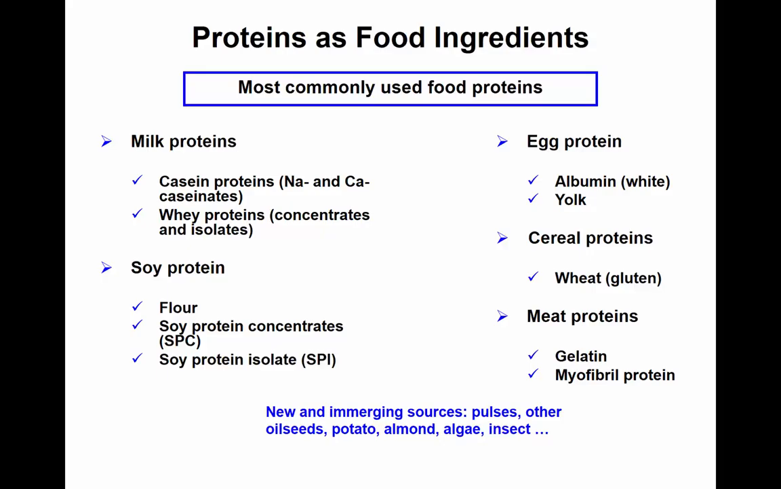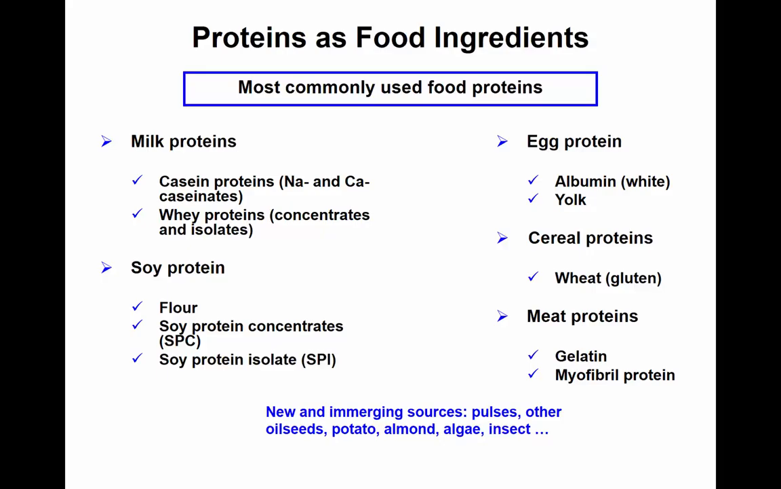Soy protein is another main protein ingredient. It can be in three different forms. Soy flour, which is rich in proteins, at least 50% protein, so that's why it's used as an ingredient as is. You have a more concentrated form, the soy protein concentrate, at least 80% protein, 78 I would say to 80% protein. And then you have the isolate, which is at least 90% protein.